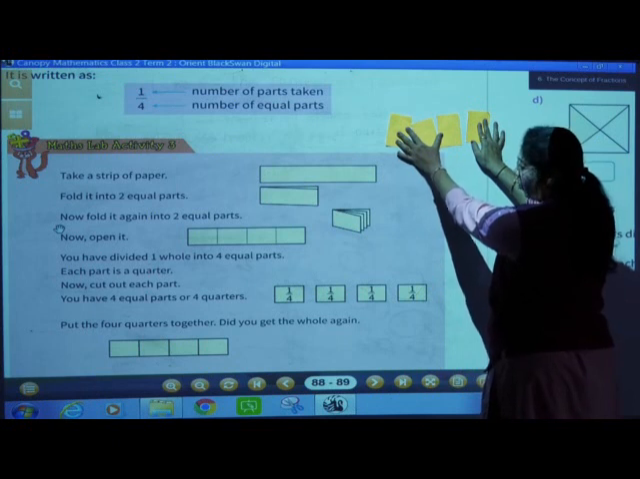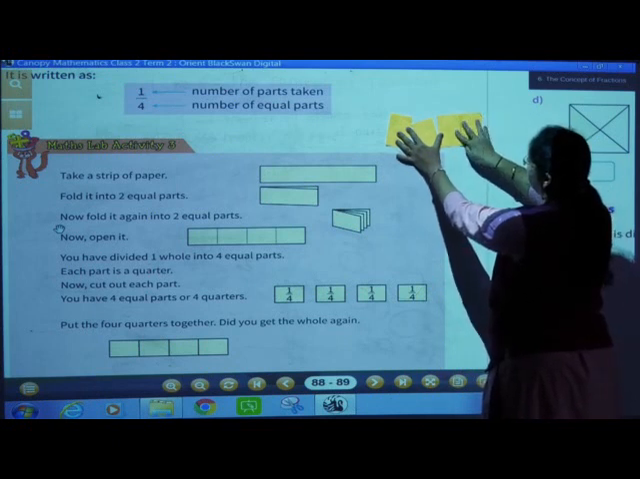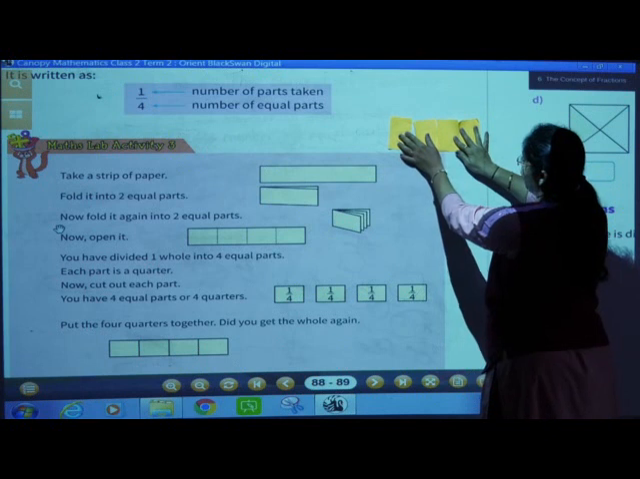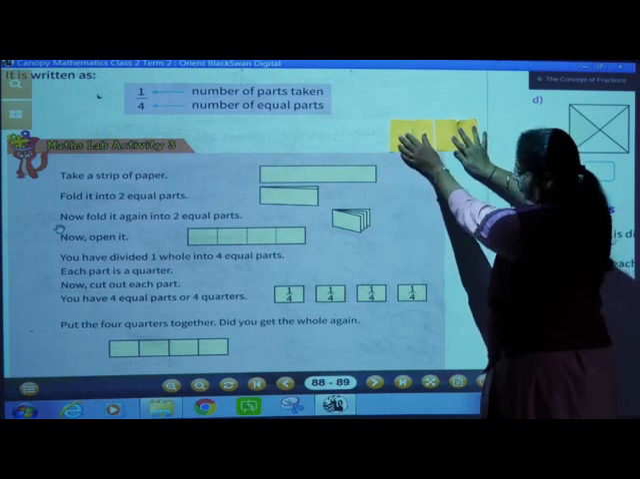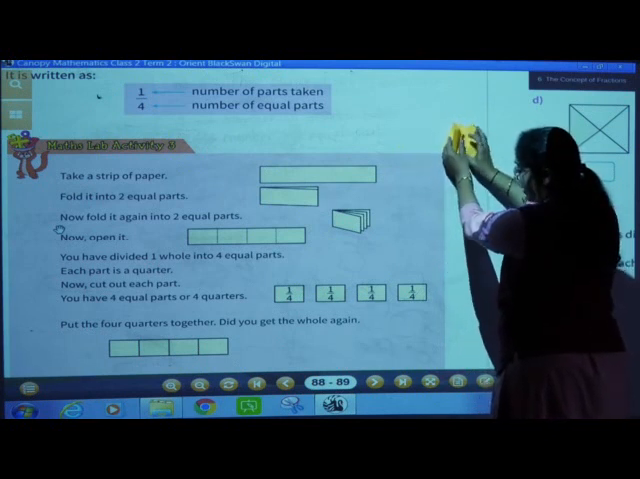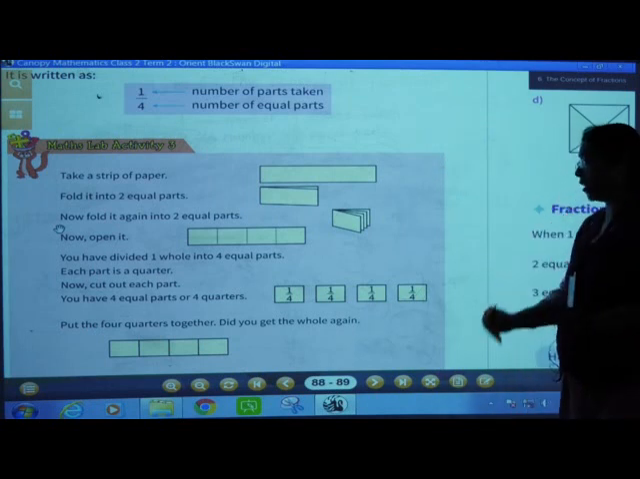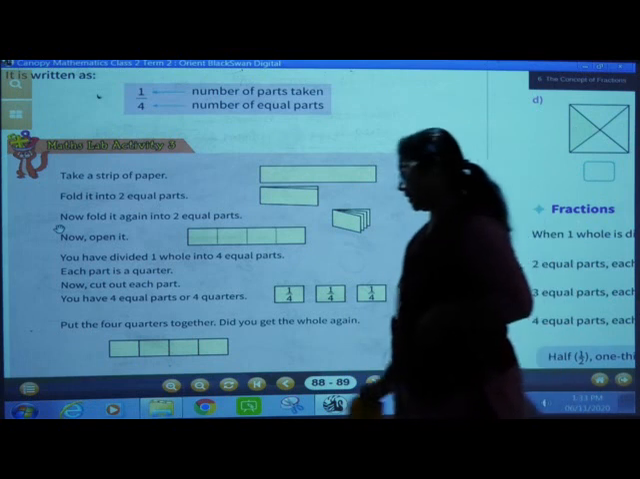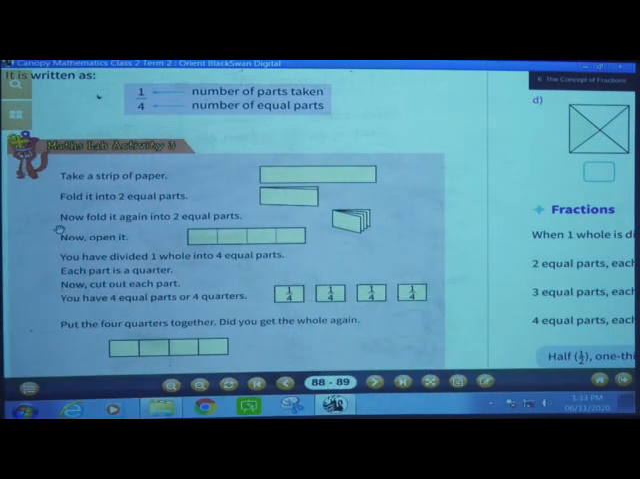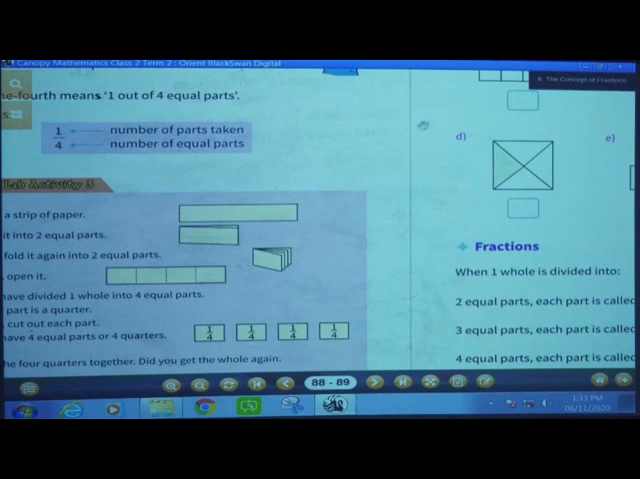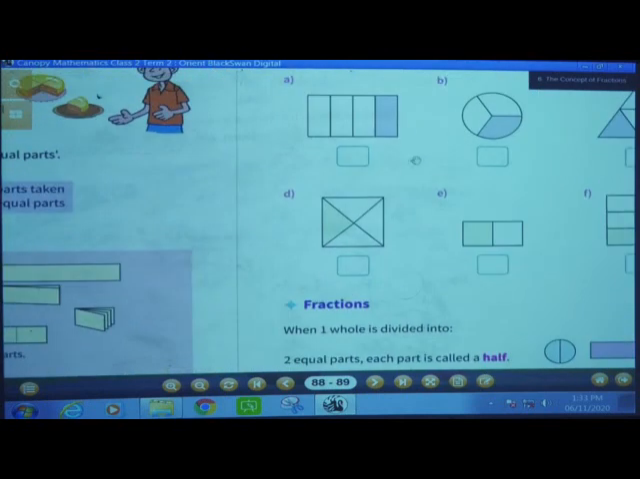Now put the 4 quarters together. Did I get the whole again? Yes. I got the whole again. Do you understand? Now next, exercise number 3.